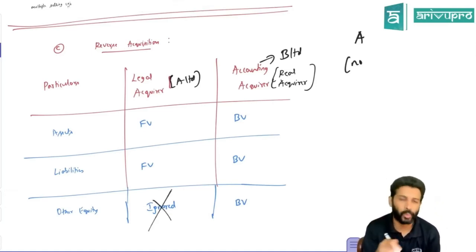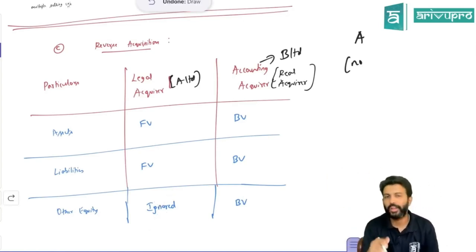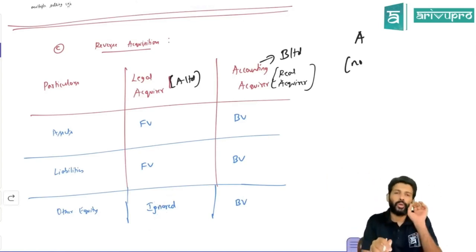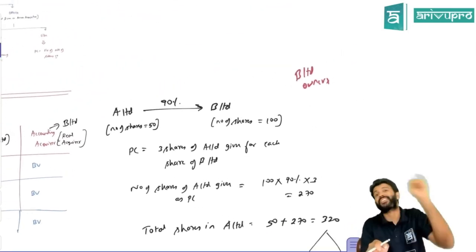That's a case of reverse acquisition you need to keep in mind. That is what will happen in that problem, the next scenario. Okay. So again, just to be sure. Legally, in this example, A has acquired B, but in reality, B has acquired A.